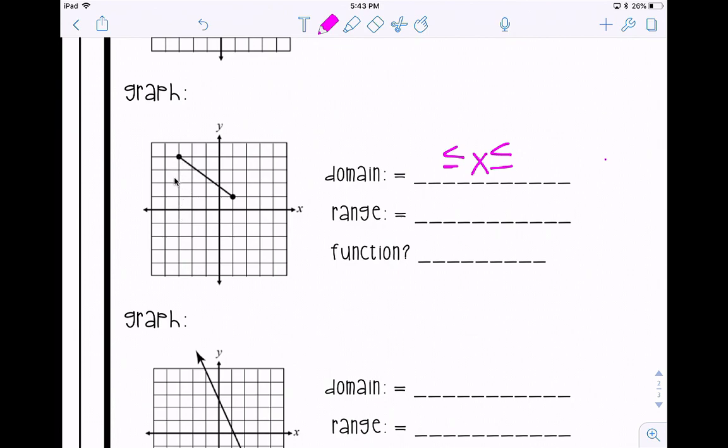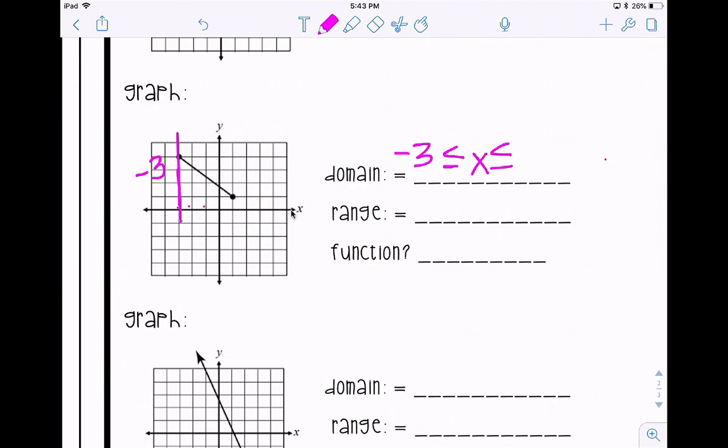So my lowest x is right here at -3, counting -1, -2, -3. So I'm going to put -3 on this side. And then the highest, going to the right, is right here.